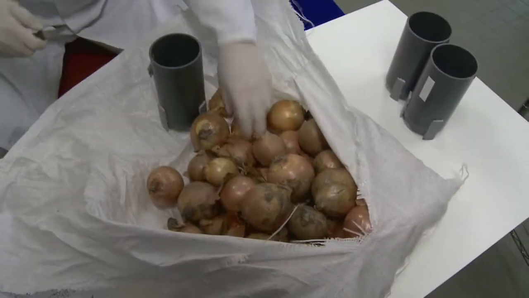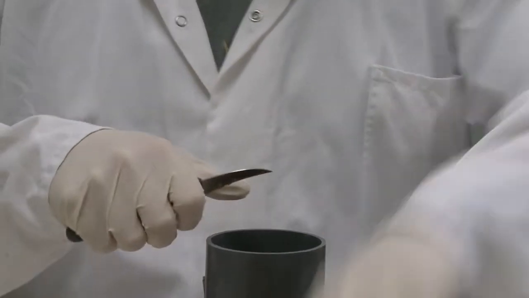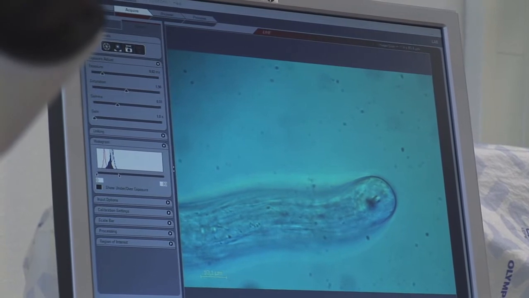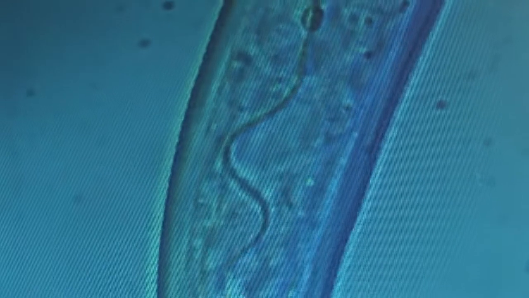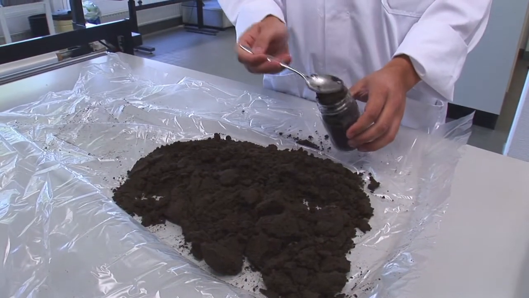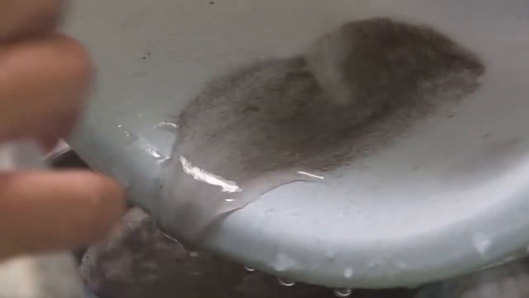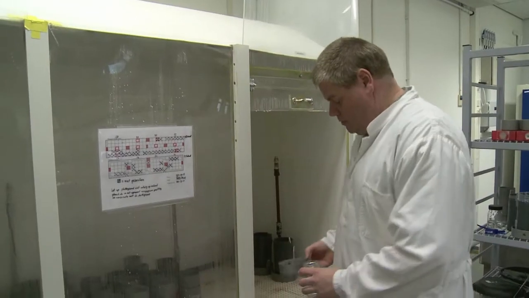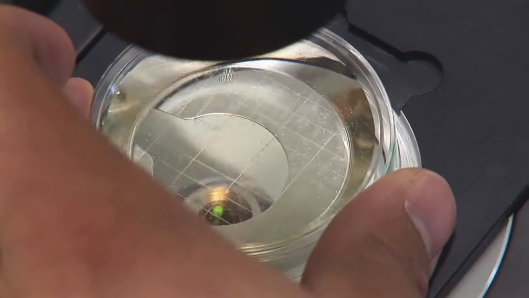Naktuinbouw also performs routine testing to detect nematodes in soil or plant material. Nematodes are tiny, worm-like organisms that can cause serious damage to plants. Soil samples are rinsed with water. The water flow that contains the nematodes is then collected and examined. When plant material is tested, the material can be separated from the nematodes using a centrifuge or a misting device. Afterwards, isolated nematodes are examined.